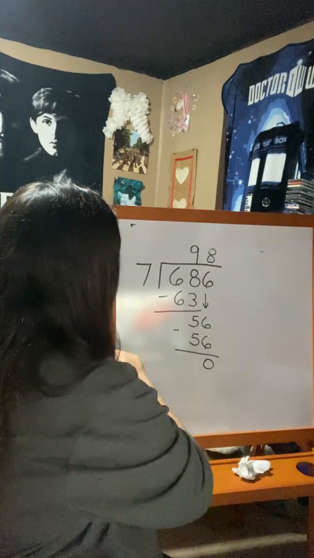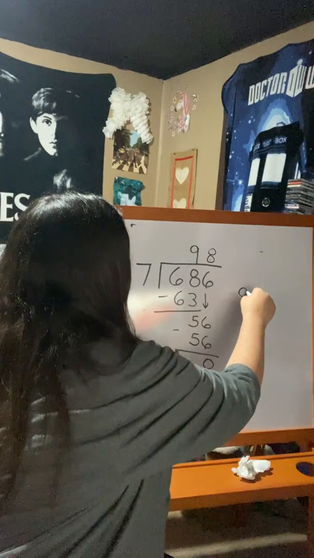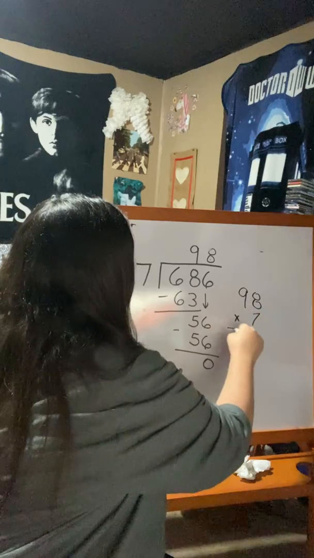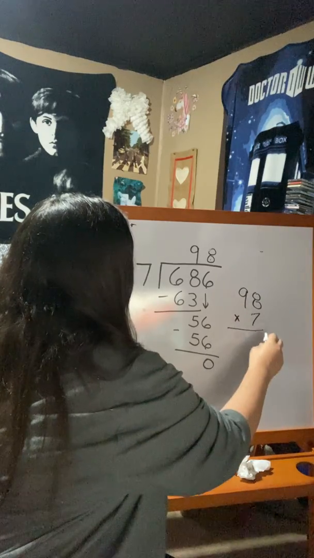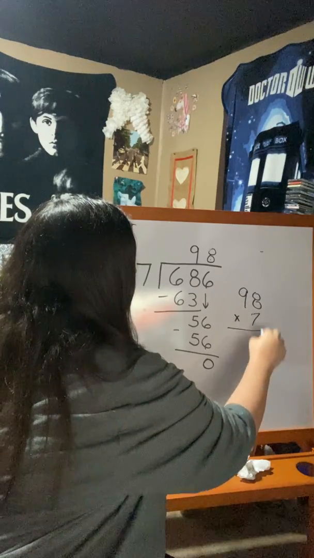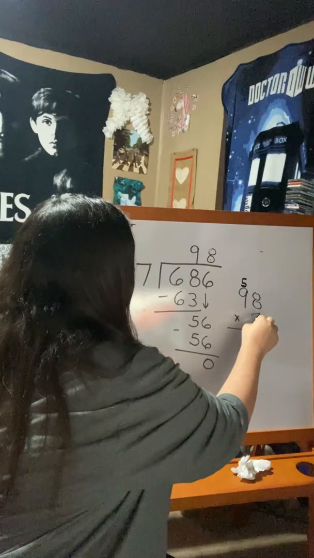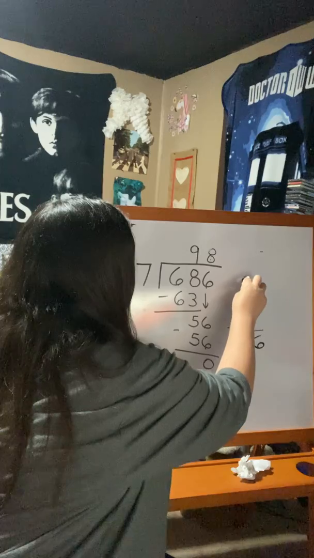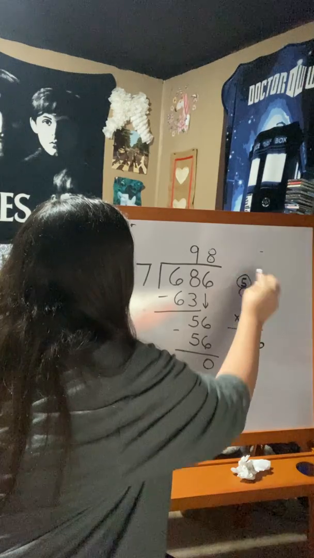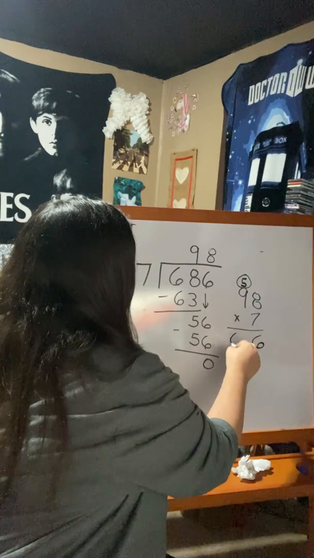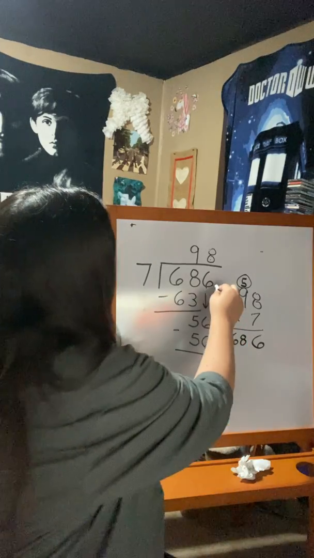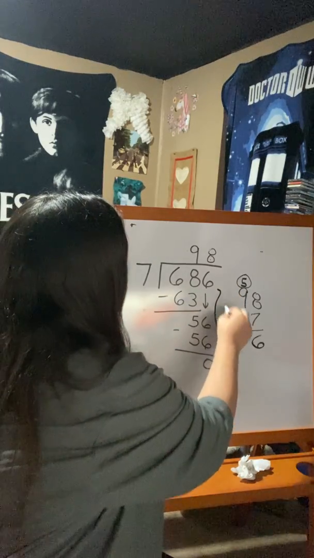Let's check it. 98 times 7. 8 times 7 is 56. Carry the 5. 7 times 9 is 63. 63 plus this 5 up here is 68. And so do these match? Yeah, we got the right answer.